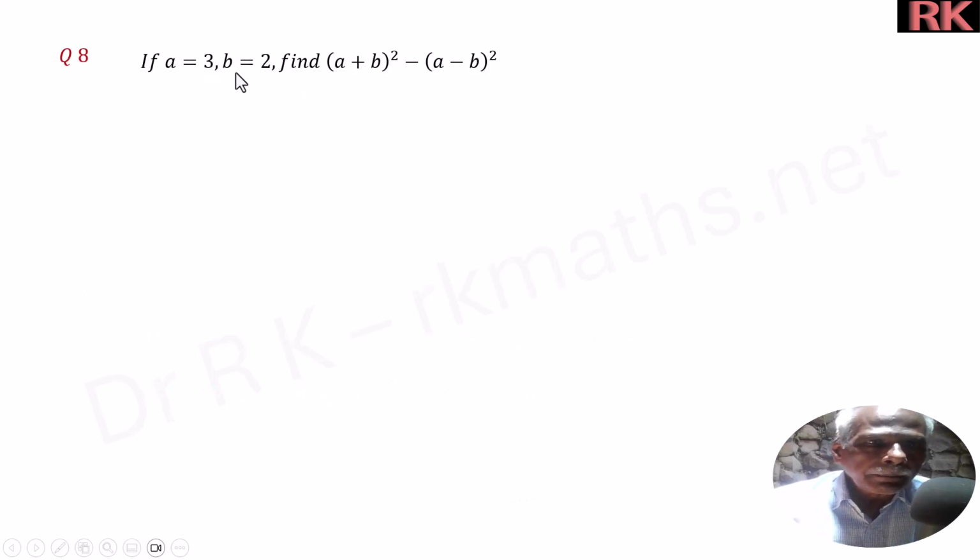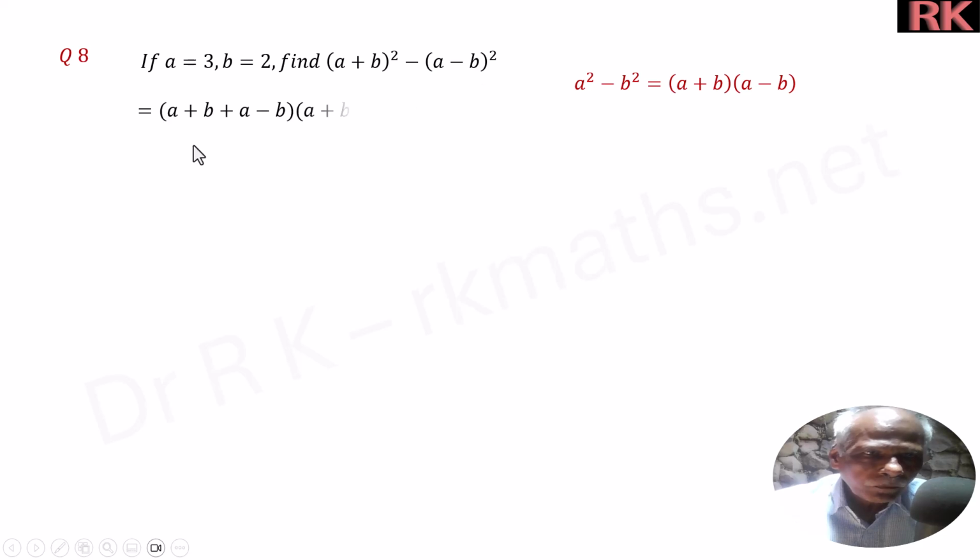If a is equal to 3, b is equal to 2, find (a + b)² − (a − b)². Use the identity a² − b² is equal to (a + b)(a − b). Here, a + b is the first term and a − b is the second. So (a + b + a − b)(a + b − (a − b)), that is 2a into 2b, that is 4ab, 4 times 3 into 2 is 4 times 6, 24 is the answer. Please do it yourself, go through slowly and do it.